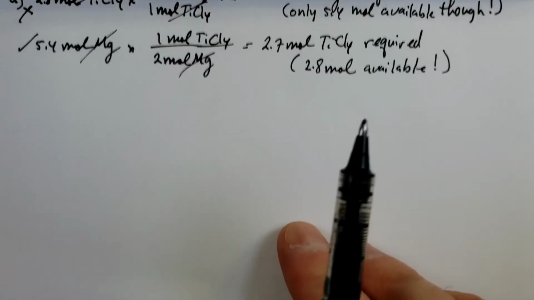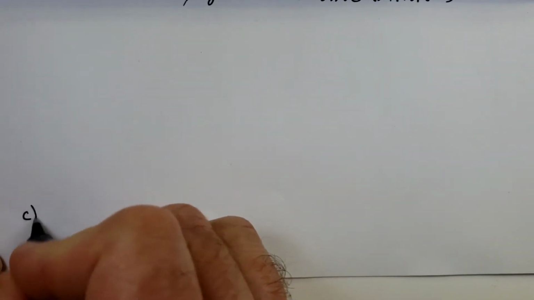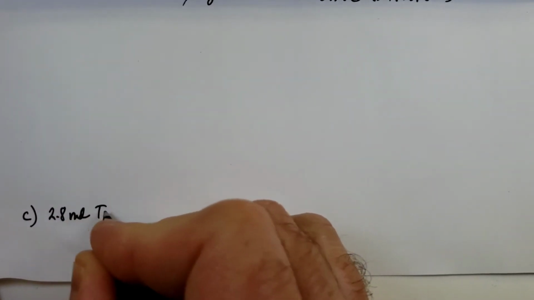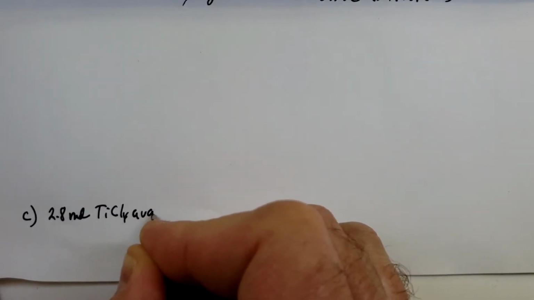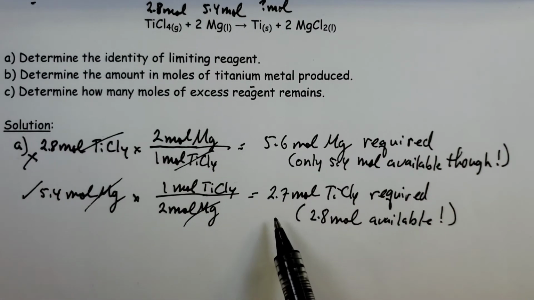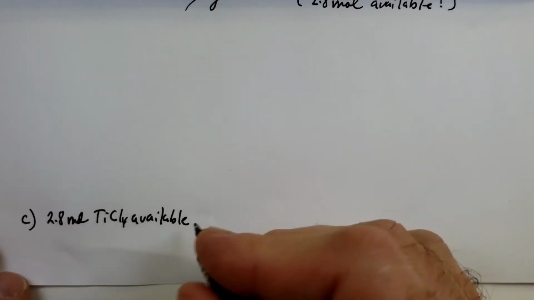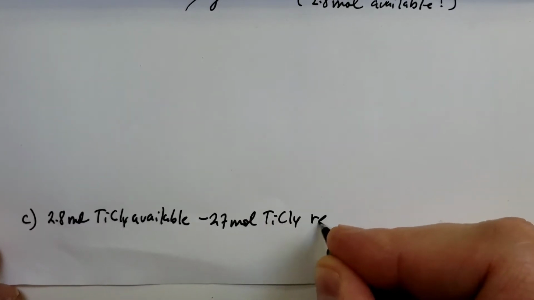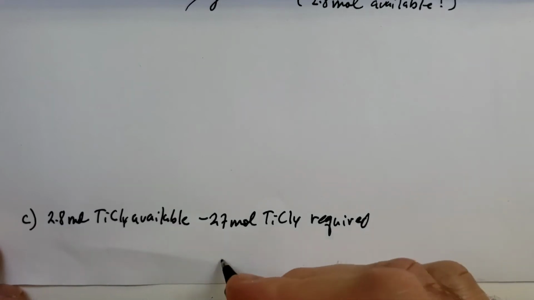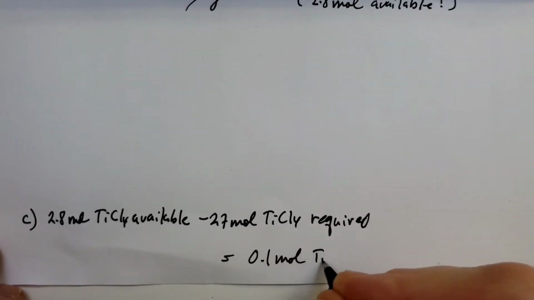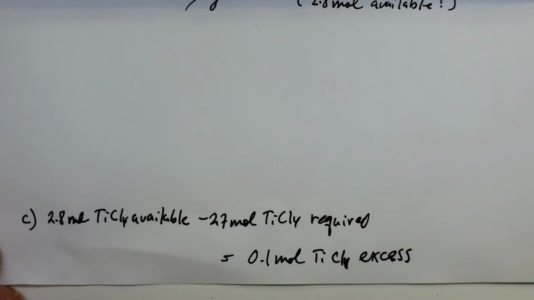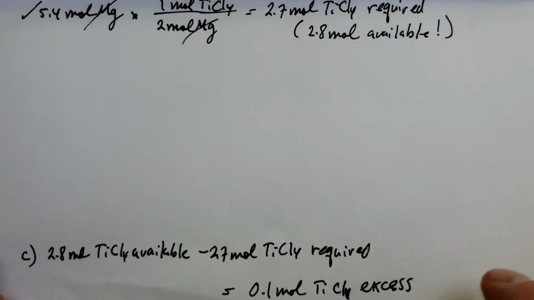I'm just going to scooch down to the bottom of the paper here. Part C, to figure out the excess, I could say I have 2.8 moles of titanium tetrachloride available, because that's what I have here. I have that much available, but I only require 2.7. So subtract 2.7 moles titanium tetrachloride required. And that's going to give us 0.1 moles titanium tetrachloride excess. You could have saved that for later, but I just chose to do it now because, hey, we could.